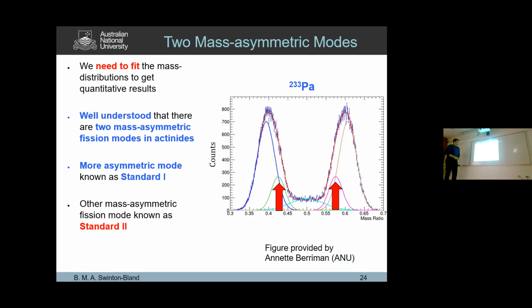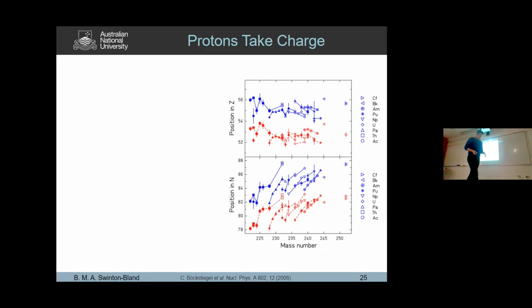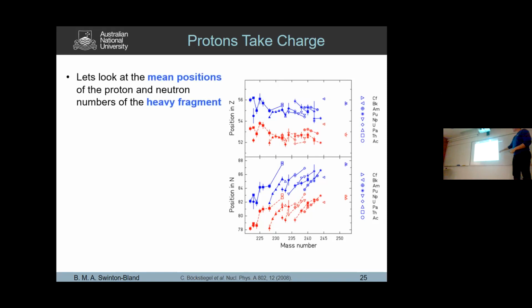Okay. Right. So let's think about these 2 different mass-asymmetric fission modes, and we want to see what the proton and neutron numbers are in the fission fragments. So that's what was done by Oxide and others. They determined the mean position of the proton and neutron numbers of the heavy fragment. Now, remember the color scheme? Standard 1 was blue and standard 2 was red. That's the same principle here. We're seeing that there are 2 different asymmetric fission modes that are different colors here.